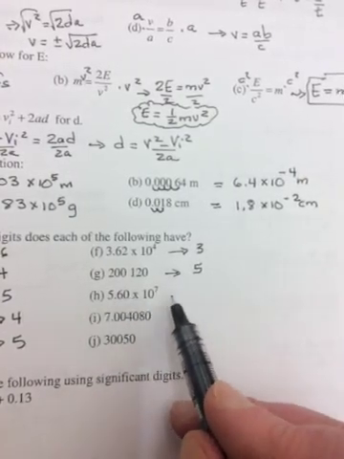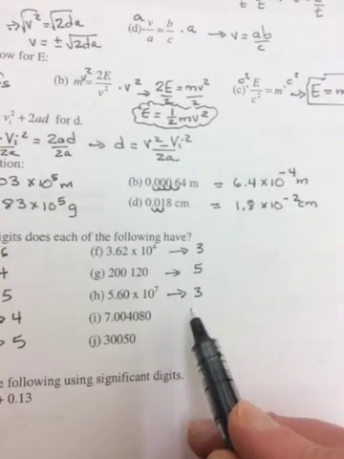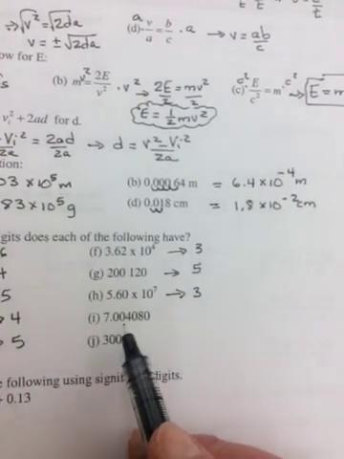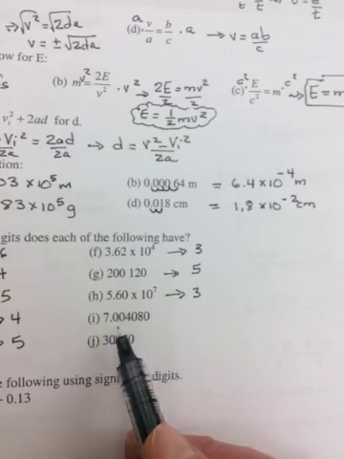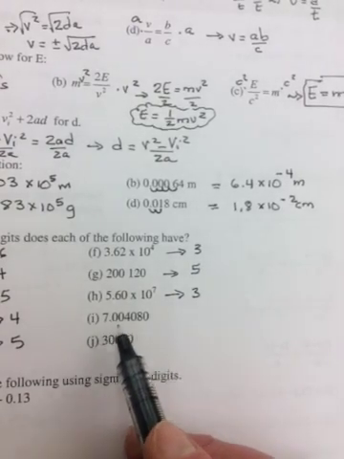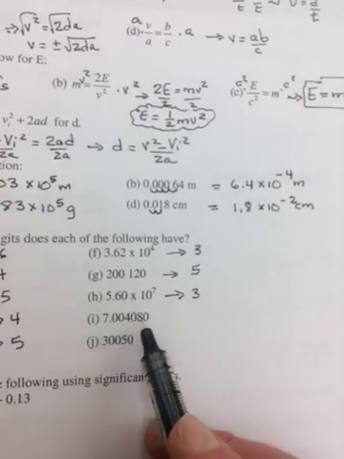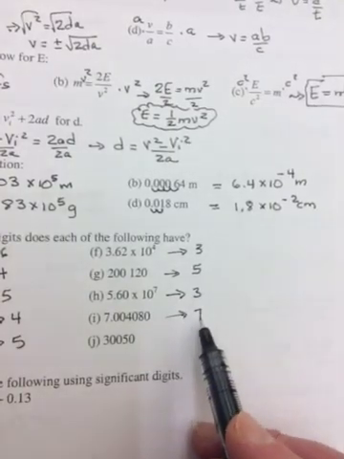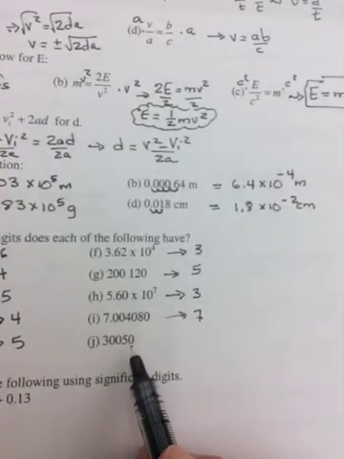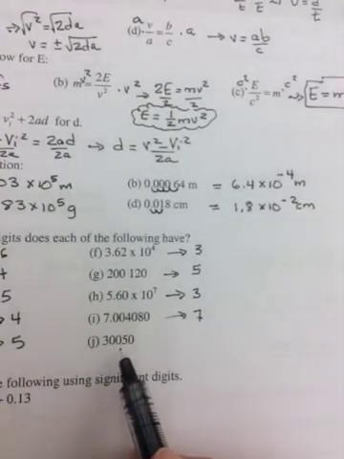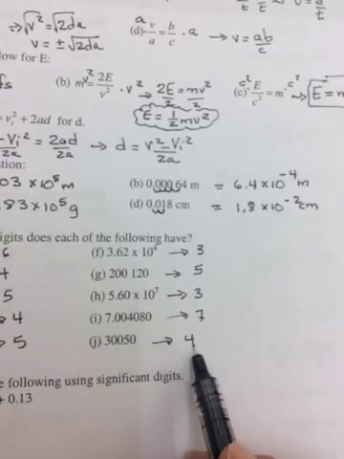There's a decimal, so the 0 does count. This is going to have 3. And the 0 here does count because of the decimal, so they all count. So 3, 4, 5, 6, 7. And the last one, no decimal, so the 0 does not count. This one's going to have 4.